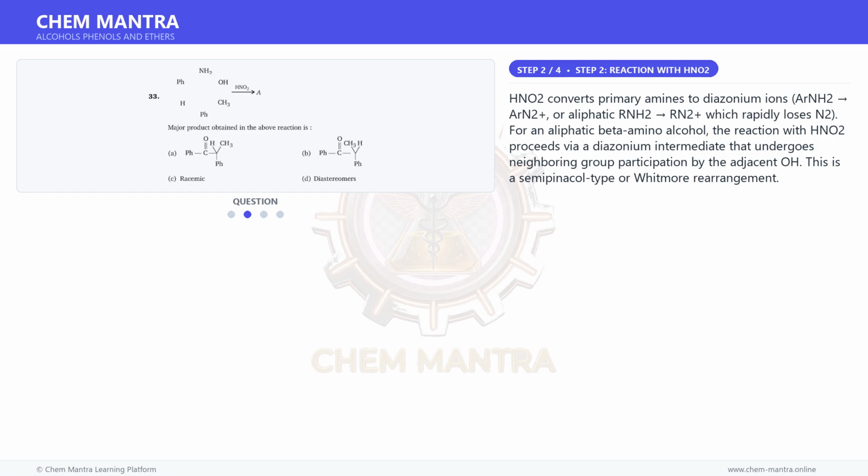HNO2 converts primary amines to diazonium ions, ArNH2 to ArN2+, or aliphatic RNH2 to RN2+, which rapidly loses N2. For an aliphatic beta-amino alcohol, the reaction with HNO2 proceeds via a diazonium intermediate that undergoes neighboring group participation by the adjacent OH. This is a semipinacol type or Whitmore rearrangement.